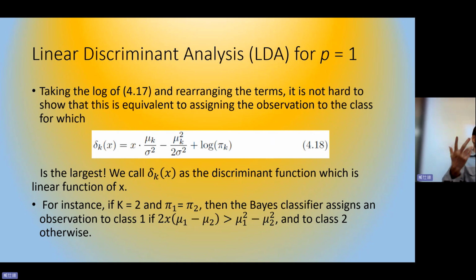If it's a nonlinear Bayes classifier, then we call this quadratic discriminant analysis. So that's the difference between linear discriminant analysis and quadratic discriminant analysis.